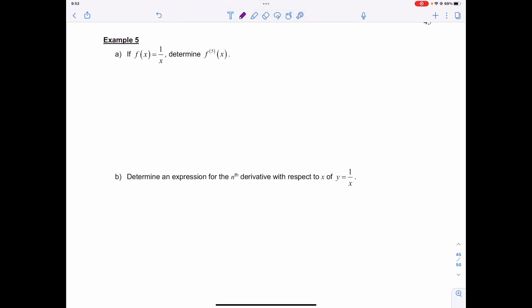For example 5, it says, if f of x is equal to 1 over x, determine the fifth derivative of x. So, we're going to start with what f of x is equal to. F of x is equal to x to the negative 1. And then we're just going to make our way through. So the first derivative, f prime of x, is just going to equal negative x to the negative 2.